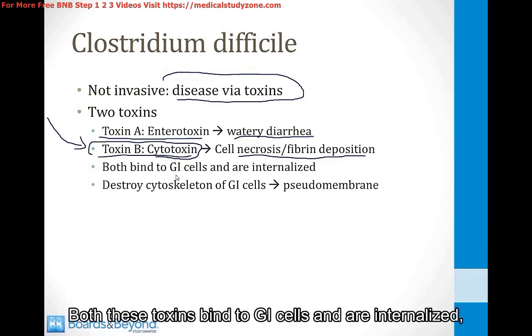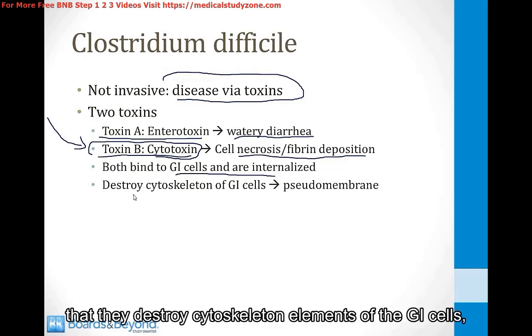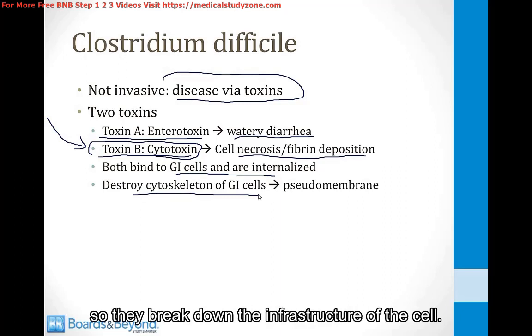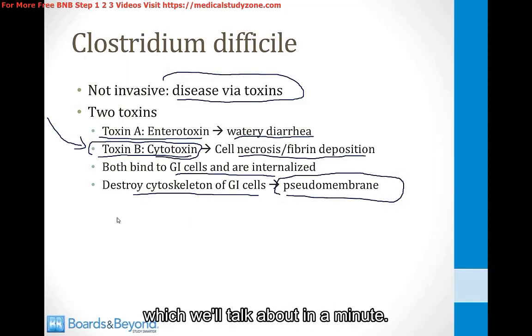Both of these toxins bind to GI cells and are internalized, and one thing that's high yield to know is that they destroy cytoskeleton elements of the GI cell, so they break down the infrastructure of the cell. And this is what leads to formation of the pseudomembrane in the colon, which we'll talk about in a minute.